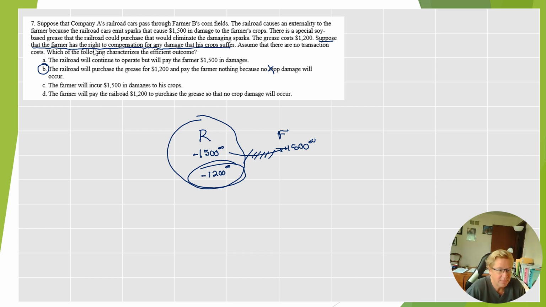Why would the farmer not pay for the grease? Because the railroad has the right, but the farmer also has the right, and in this case it would be damaged property, which is more of a legal right than the what-if sparks coming off from the railroad. So B is a better answer than D.